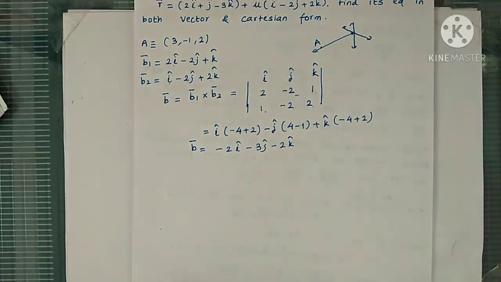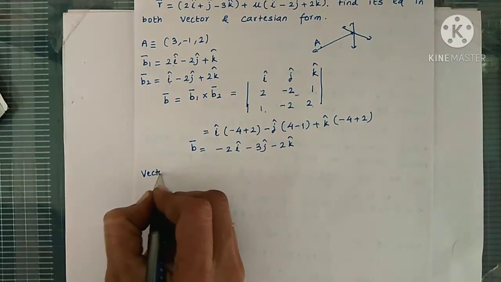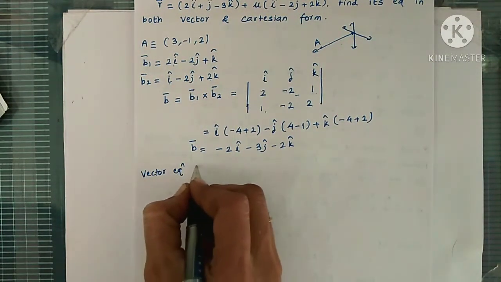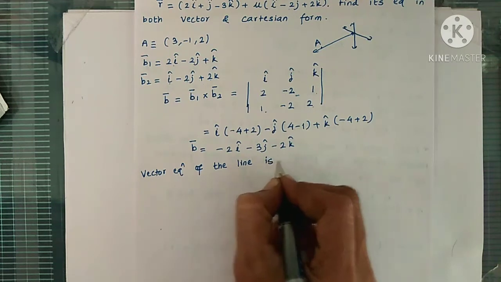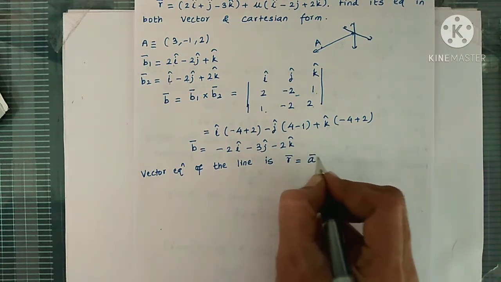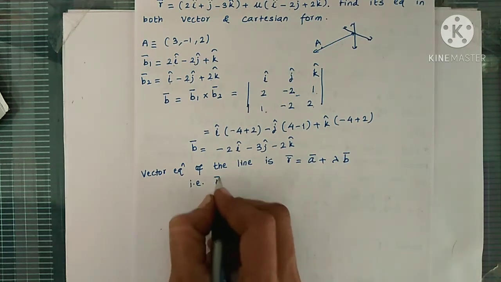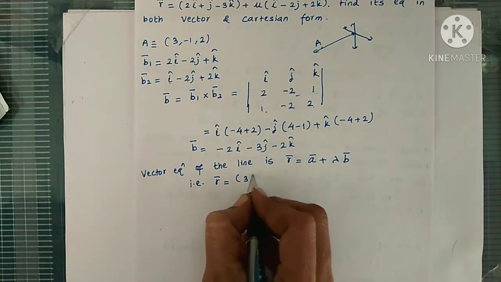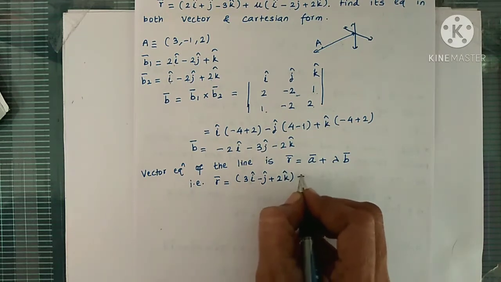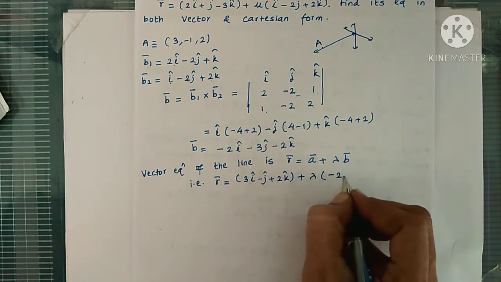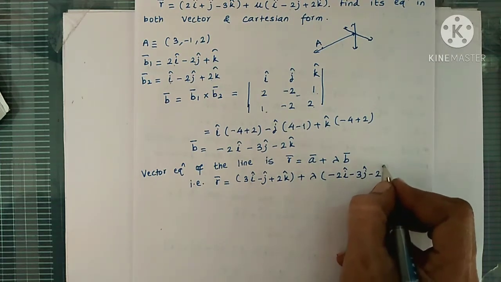So we have b bar now, and a bar is already given, so we can write the vector equation now. So the vector equation of the line is r bar equal to a bar plus lambda b bar. That is r bar equal to, a bar is 3 i cap minus j cap plus 2 k cap, plus lambda into b bar, which is minus 2 i cap minus 3 j cap minus 2 k cap.